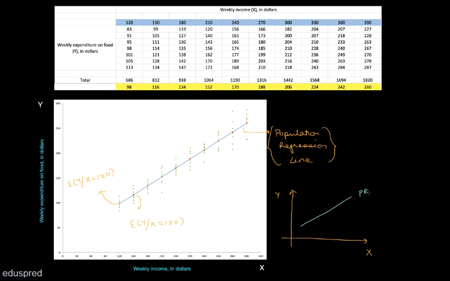PRL. The reason this line is so important is because this is the thing we were looking for. Think of it in this manner. If X equal to 120, then I know that this value over here is 98. I already know this. And we also know that if X equal to 150, then this point over here is 116. Now, if I ask you this question: if weekly income increases by $1, on an average, how is the Y variable going to change? If you have the knowledge of this line, you'll be able to answer that particular question.